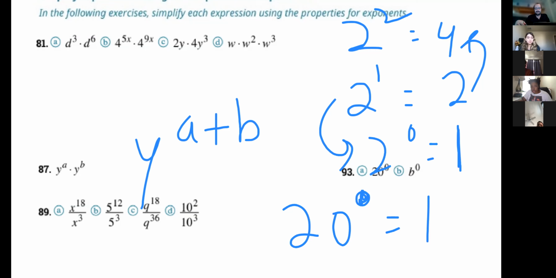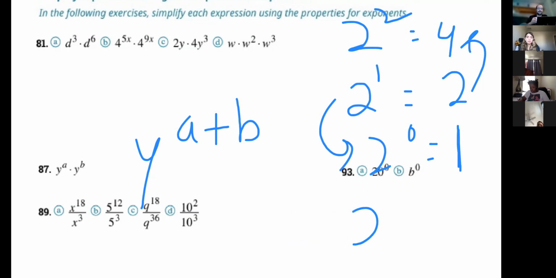Questions on these? We're talking about 0 exponents. I didn't do it on here, but I think we're heading next in that direction, right? Negative exponents. Yes. If I continue in that fashion, what's 2 to the minus 1? I'm still dividing by 2. So what is that? 1/2. That's exactly what it is.